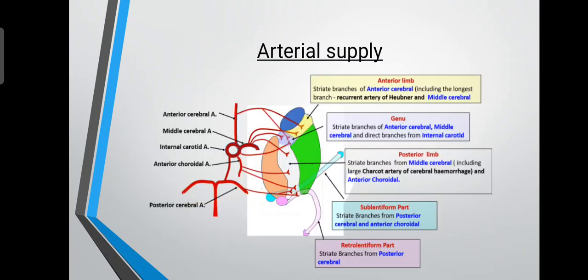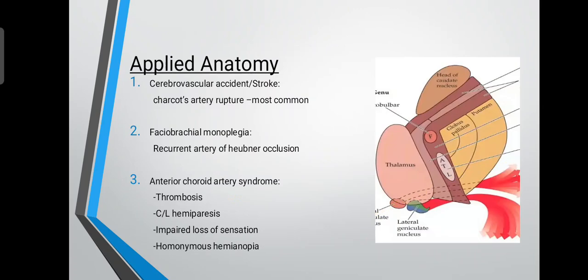We have learned in the posterior limb, one of the largest branches of middle cerebral artery is the Charcot artery of cerebral hemorrhage. This artery is most commonly ruptured in stroke involving the internal capsule. If this artery is damaged, it will cause widespread damage, with upper limb, trunk and lower limb weakness.